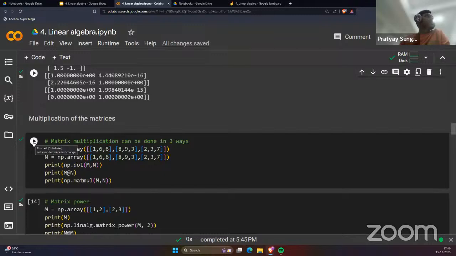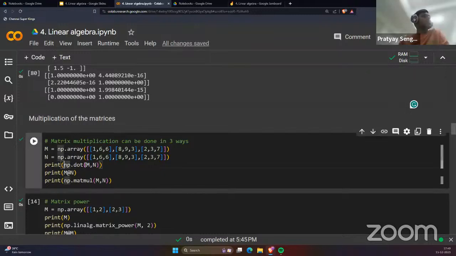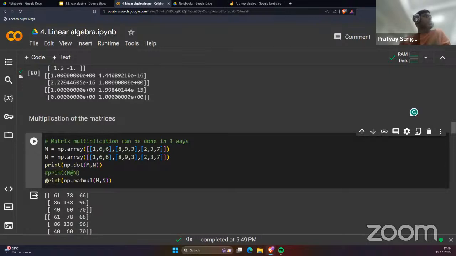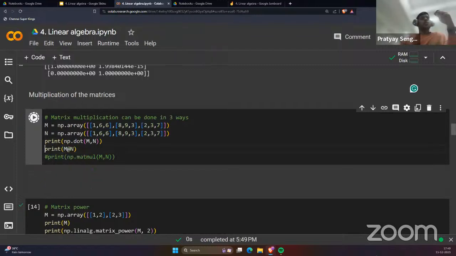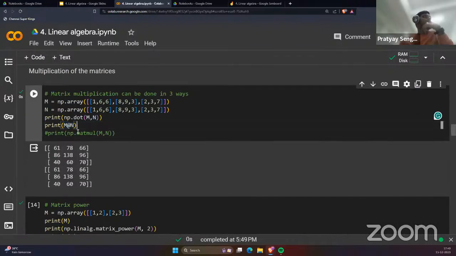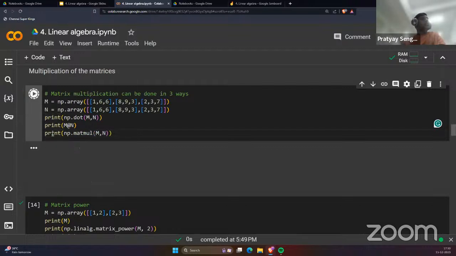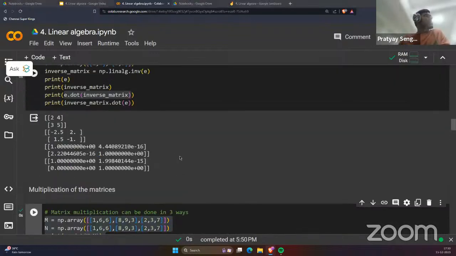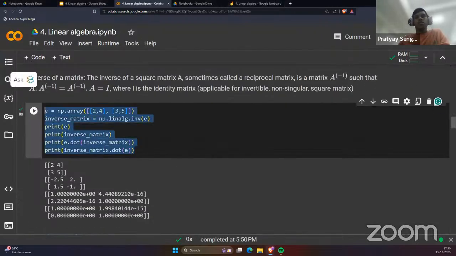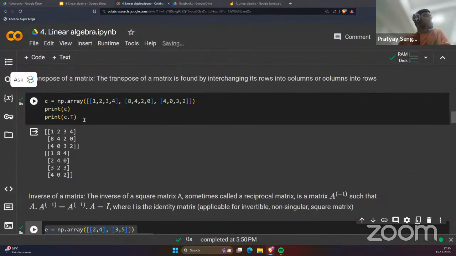Matrix multiplication can be done in a similar way, considering these are numpy arrays. You can use np.dot for both. Once you have two matrices defined, the first thing we are seeing here is np.dot of m and n. This will give you matrix multiplication. You can also use the at sign, just as fancy stuff, and that will also give you this. You can also use another function called matmul, that is matrix multiplication, which gives the same thing. So these are the three different ways to do matrix multiplication, right? I'll paste this in the chat also. These are for matrix multiplication, this is for inversion, and this is for the transpose we have seen.